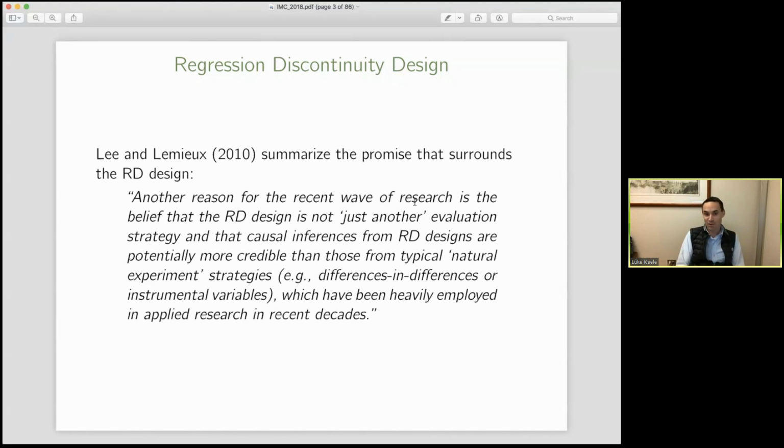It says, another reason for the recent wave of research is the belief that the RD design is not just another evaluation strategy, and that causal inferences from RD designs are potentially more credible than those from typical natural experiment strategies, i.e. difference of differences or instrumental variables, which have been heavily employed in applied research in recent decades.